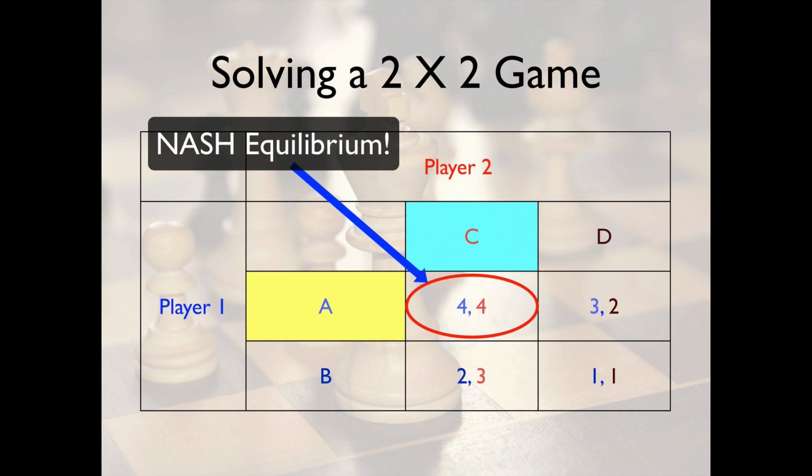Now, as I mentioned, it doesn't have to be this way. Just because of the numbers that I put in there, it makes this game actually relatively simple.